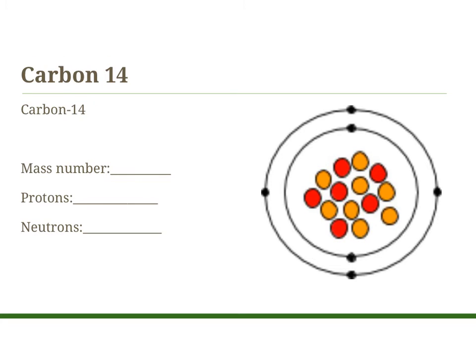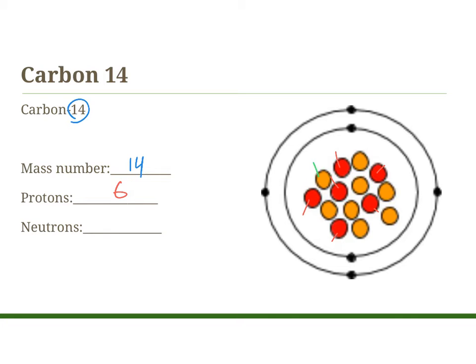And then lastly, the last one we're going to talk about here is carbon 14, which has a mass number of 14. And we're going to count our protons, 1, 2, 3, 4, 5, 6: 6 protons.